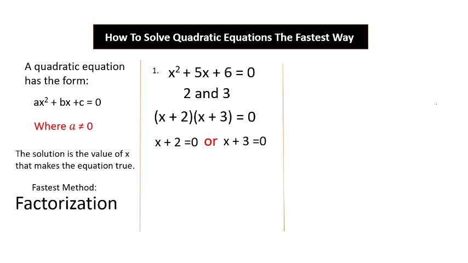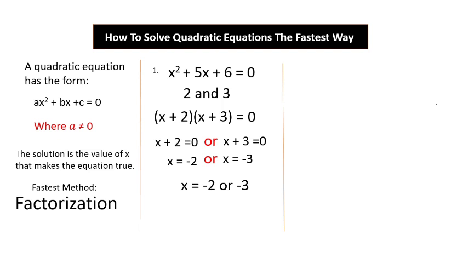And if x plus 2 is equal to 0, to get the value of x, you take the 2 across the equal sign, and x gives you minus 2. Or to get the value of x for x plus 3 equals 0, when you take the 3 across the equal sign, it gives you minus 3, so x is minus 3. So this is the answer to this quadratic equation: x is equal to minus 2 or minus 3.